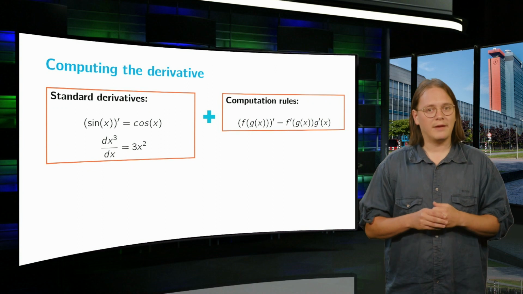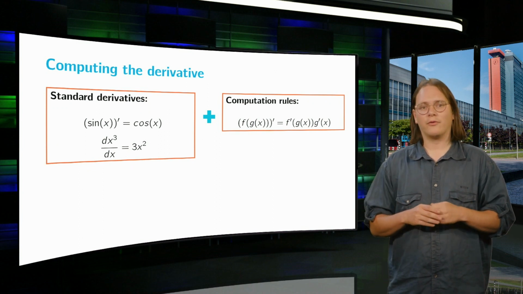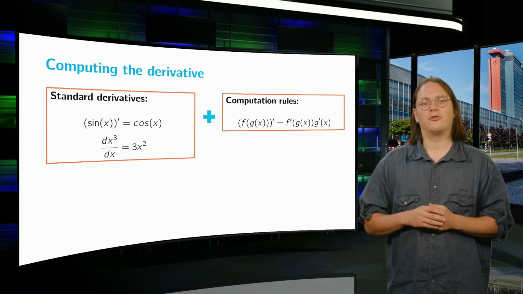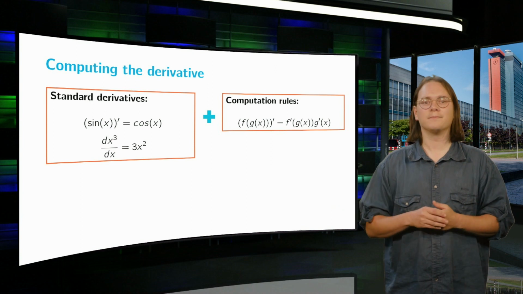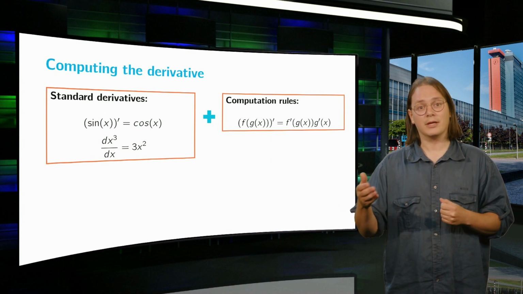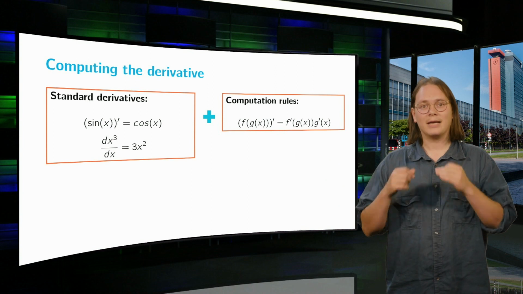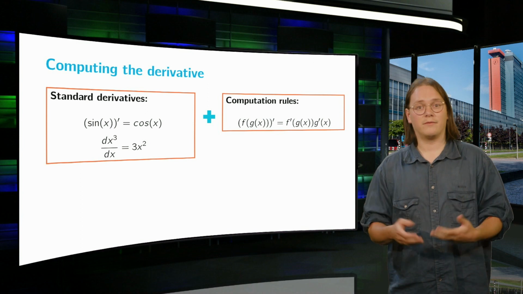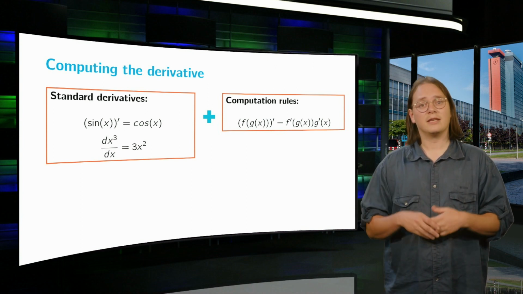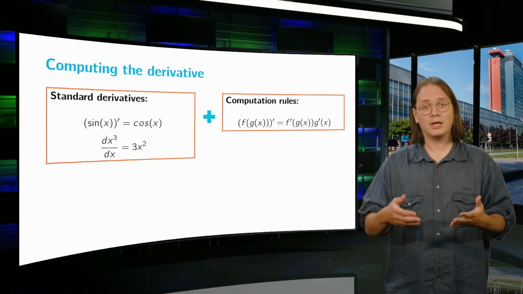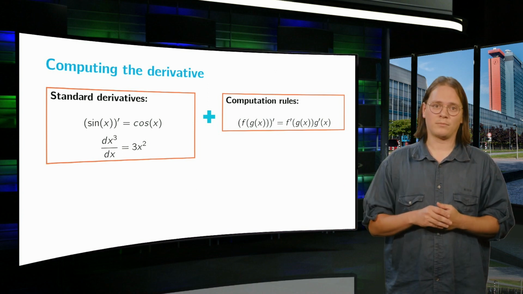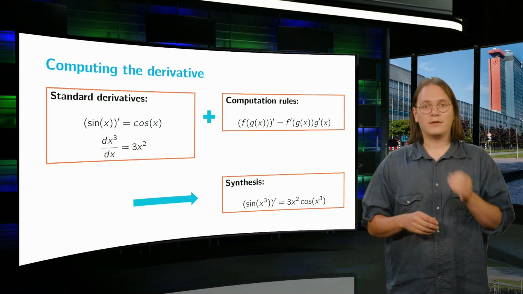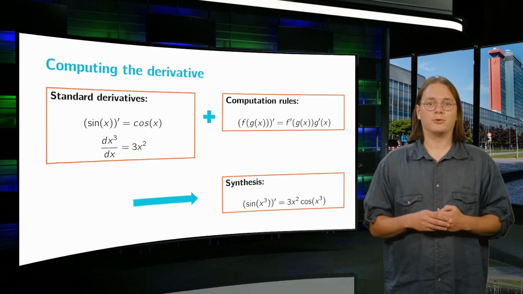So, how do we obtain the derivative of a function? The first most basic tool is to consider some standard given derivatives, such as the fact that the derivative of the sine function is the cosine function, and the derivative of x to the power 3 is 3x squared, and combine these with computation rules for derivative, such as the chain rule, which states that the derivative of a composition of f of g of x is the composition of the derivative of f with g times the derivative of g. For instance, this shows that the derivative of the function sine of x cubed is 3 times x squared times cosine of x cubed.